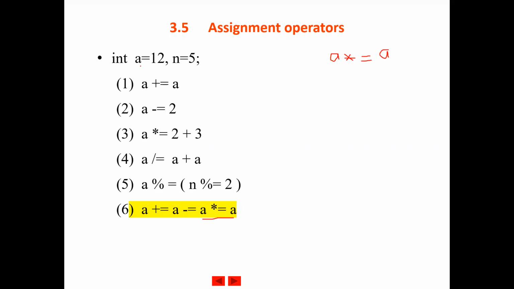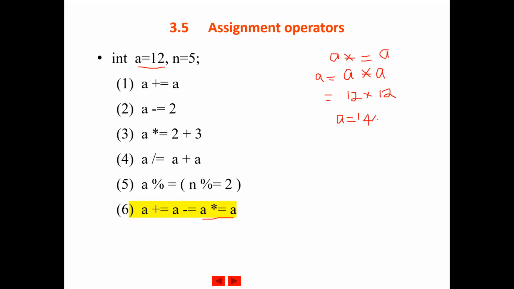In this, we will be substituting the value of A as 12. So we will be first expanding this shorthand assignment. What is A star equal to A? A equal to A star A. Got it? What is the current value of A? A is 12. So what will be the new value of A after substituting? 12 into 12 will be calculated and it will be assigned to A, because we have the assignment operator over here. 12 into 12 is 144. After this step, the new value of A is 144.